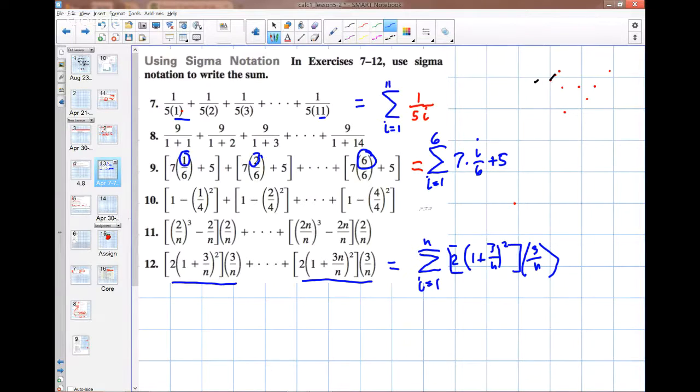So you get used to it, but you want to basically put in the part that repeats and then watch for the thing that changes. On number 10, you see how what changes is, here we have a 1, 2, and it ends up with a 4. So that would be your i equals 1 to 4, and then that would be where you'd put your i. So anyway, just trying to get you used to this sigma notation.